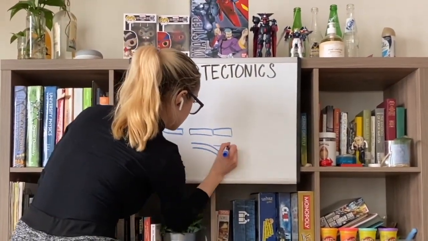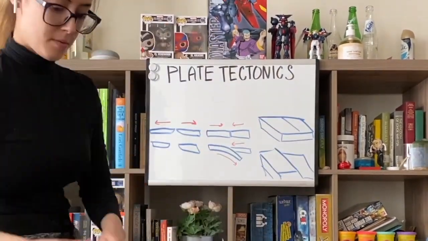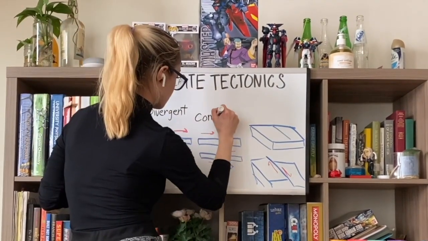At divergent boundaries, plates move away from each other. At convergent boundaries, plates meet and create a subduction zone. At strike-slip boundaries, plates move past each other.